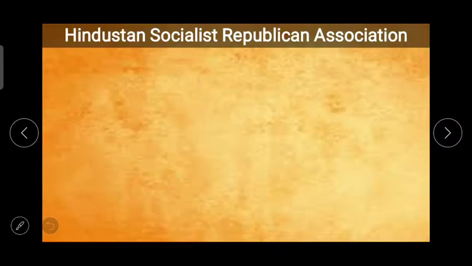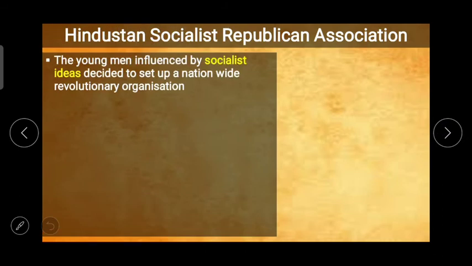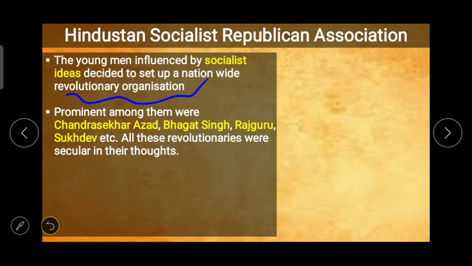And now the next point, Hindustan Socialist Republican Association. The young men influenced by socialist ideas decided to set up a nationwide revolutionary organization which should be based on the socialist philosophy or socialist thought. Prominent among them were Chandrasekhar Azad, Bhagat Singh, Rajguru, Sukhdev, etc.